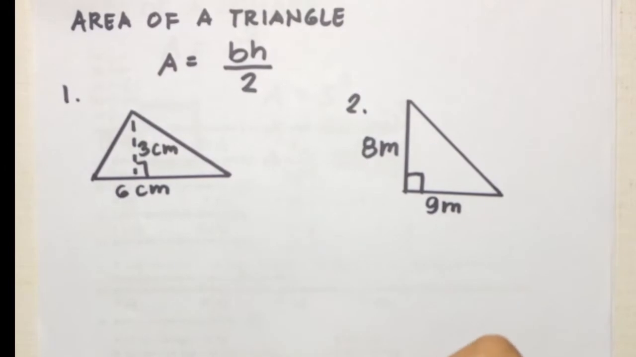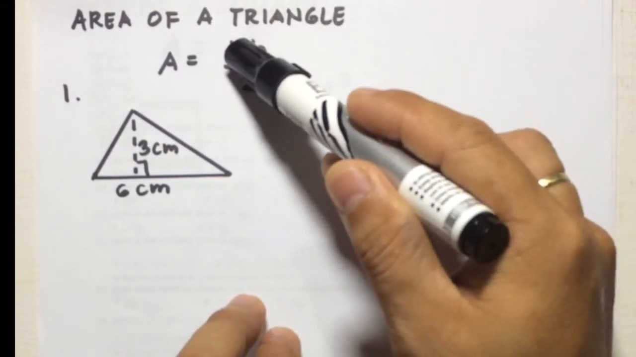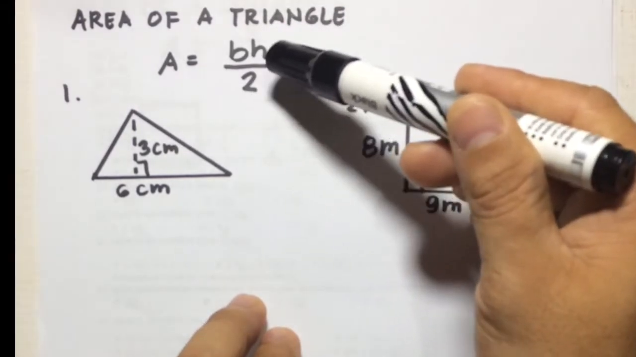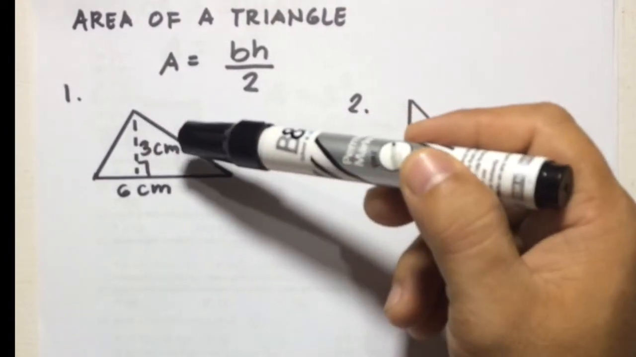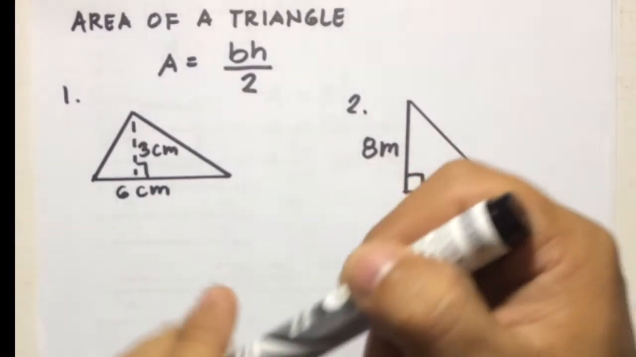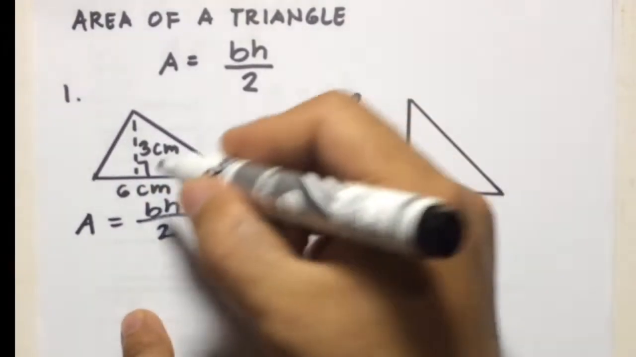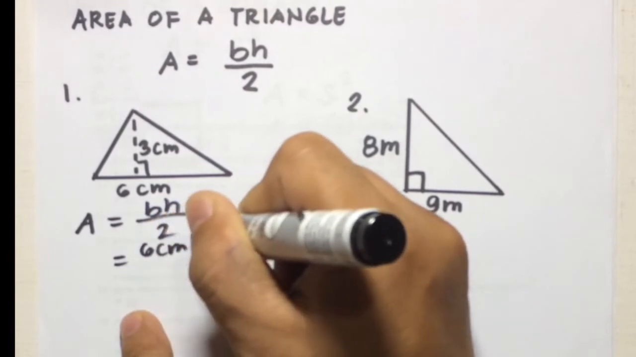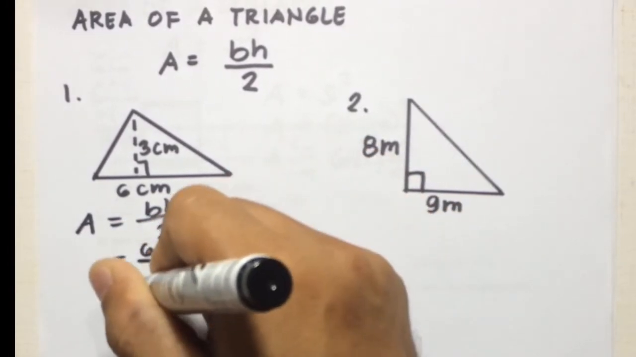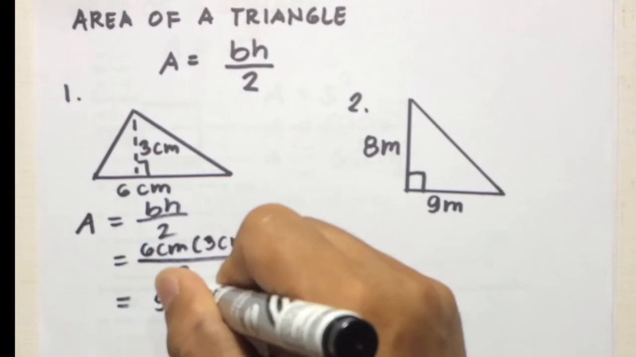Now let's have the area of a triangle. So area of a triangle is given by A equals BH over 2. B here is the base, H here is the height. So you're going to multiply the base and the height and divide it by 2. Now, in this triangle, the height is 3 centimeters and the base is 6 centimeters. To find the area of this triangle, we'll just use the formula area equals base times height divided by 2. The base here is 6, so we're going to have 6 centimeters times the height, 3 centimeters, then divide this by 2. 6 times 3 is 18 centimeters squared divided by 2. The answer here will be 9 centimeters squared.